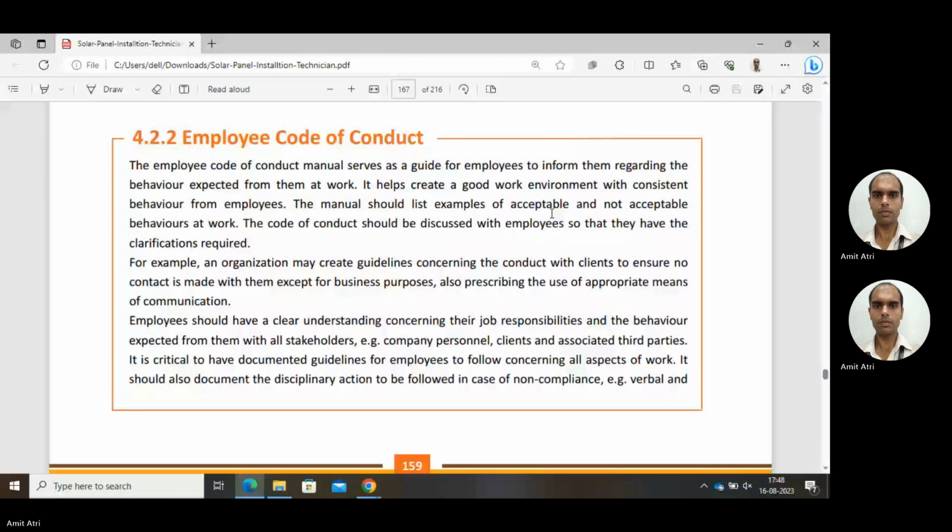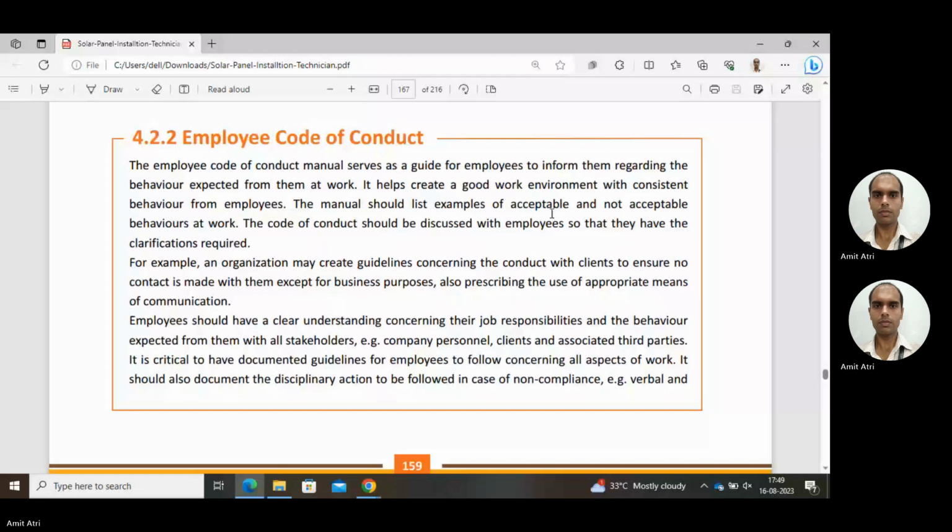The manual containing the guidelines regarding the code of conduct should be discussed with the employees so that they have the clarifications required. An example is that an organization may create guidelines concerning the conduct with clients to ensure no contact is made with them except for business purposes. It means that only in an official or business manner should there be interaction between the customer and the employees, and no personal relation, no personal contact.